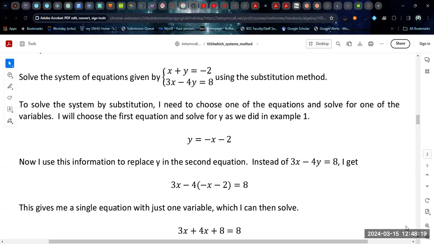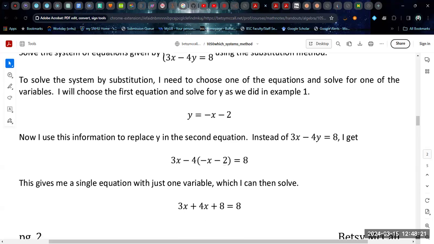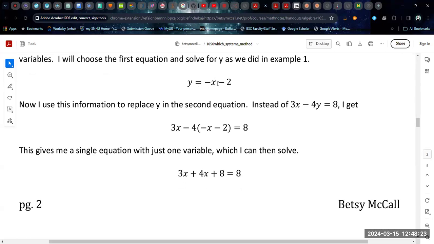But instead of solving the second equation for y, we're going to plug this substitution for y into our second equation. So I had 3x minus 4y equals 8. And so when I plug in for y, this is going to be 3x minus 4 times, here's my replacement for y, equals 8. And then I continue simplifying.